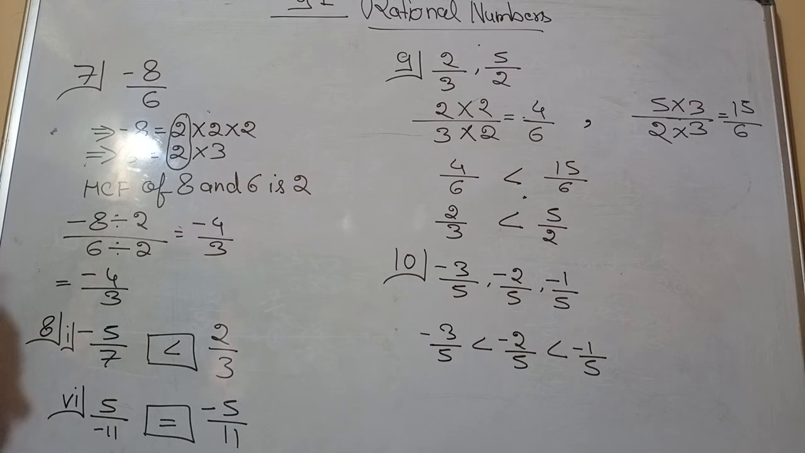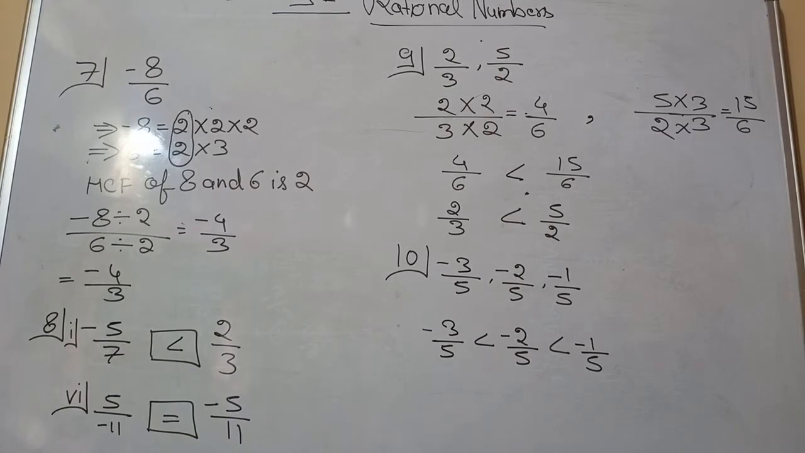Now see, option number 6 of question number 8. 5 by minus 11 and minus 5 by 11. Here the numerator has a negative sign, here the denominator has a negative sign. But overall, if we look, both the numbers have a negative sign. So 5 by minus 11 is equal to minus 5 by 11. So this is how you can place the sign in question number 8.